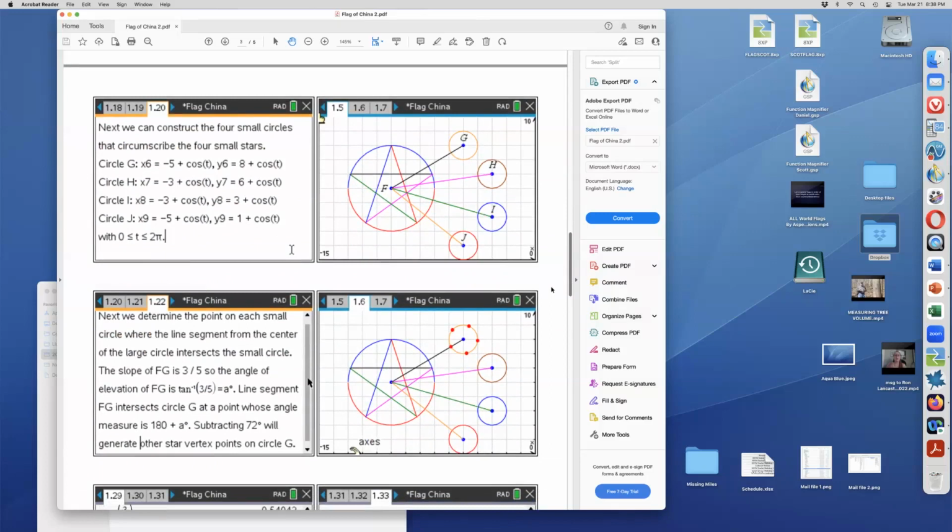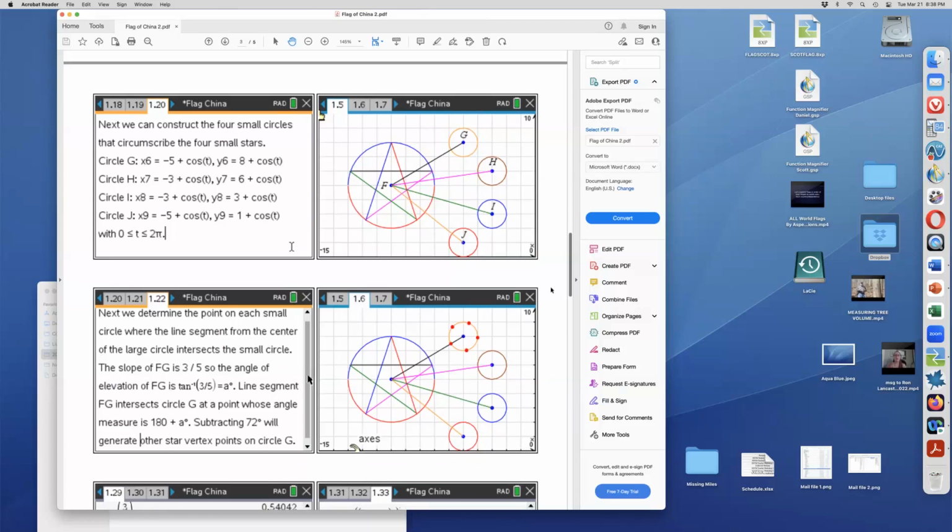And in this case, the x-coordinate will be the x-coordinate of the center plus the cosine of the angle t, and y is the y-coordinate of the center plus the sine of the angle t. And if you put that in for all 4 of those, you will then get those 4 circles, okay?